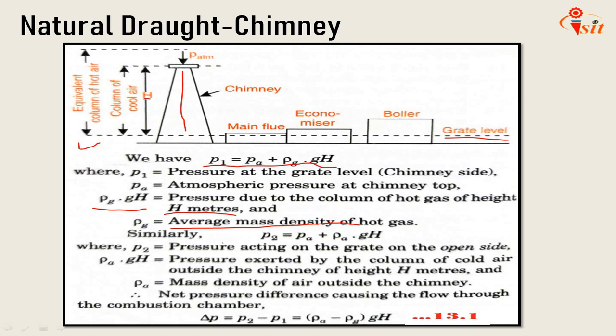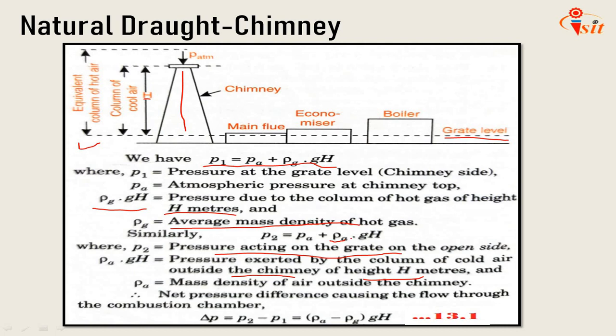Similarly for P2, that is P2 = PA + ρa·g·h. That is on the grate side. So P2 is the pressure acting on the grate on the open side, while P1 is at the chimney side. ρg is the mass density of the gas here, and ρa is the mass density of air. Now ρa·g·h is the pressure exerted by the column of cold air outside the chimney of height h meters. ρa is the mass density of air outside the chimney.